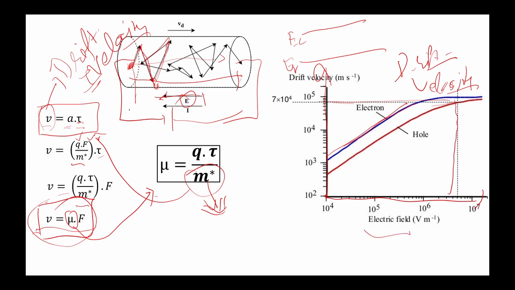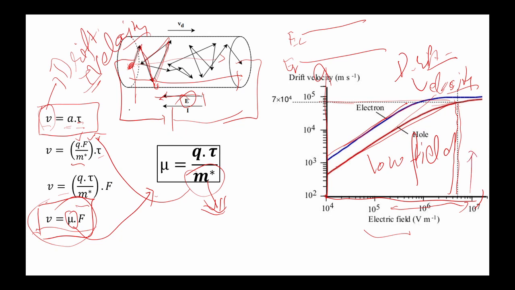This is the relation between the drift velocity and the electric field. Till this point, as we increase the electric field, there will be a limit till where it is in a straight line form, but after that it starts saturating. Velocity cannot go beyond that, so this is known as the velocity saturation. Before that it is the low field regime, and this is the high field regime.